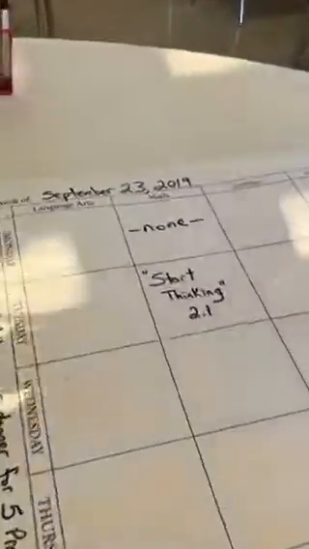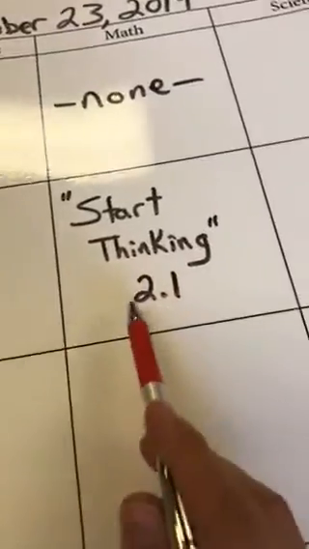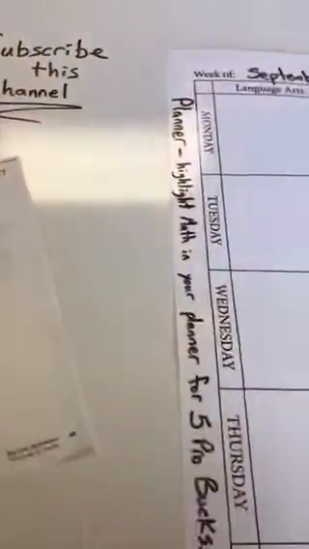And I just want to remind you as well, this is your planner page. So make sure you are filling out your planner every single day for every class. So for today, you should have written in your planner what your homework is, which is the Start Thinking 2.1, and that's what this is.